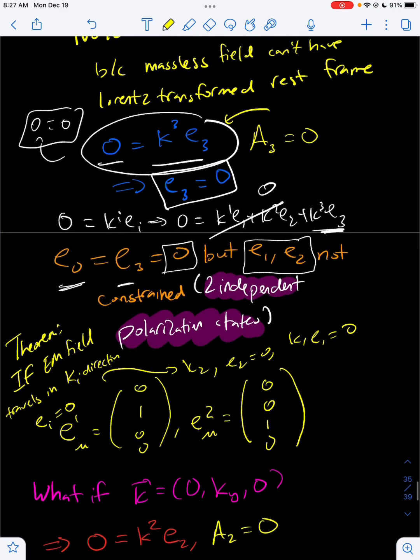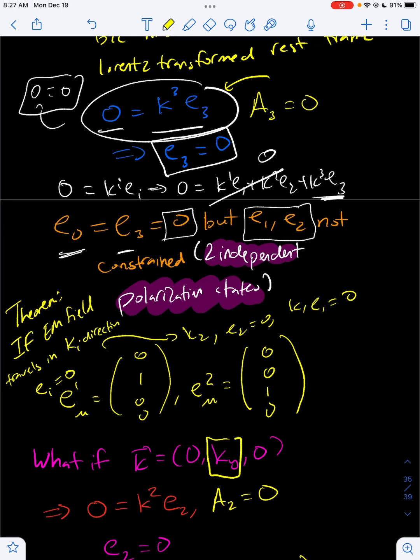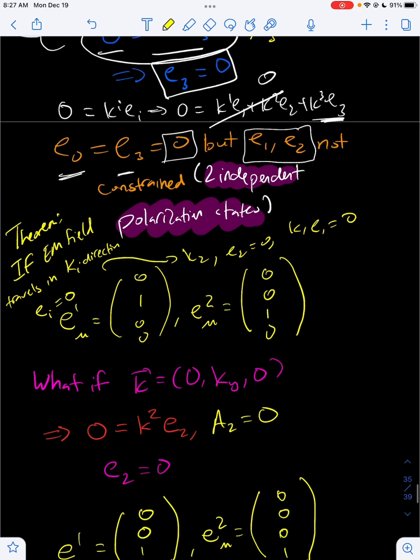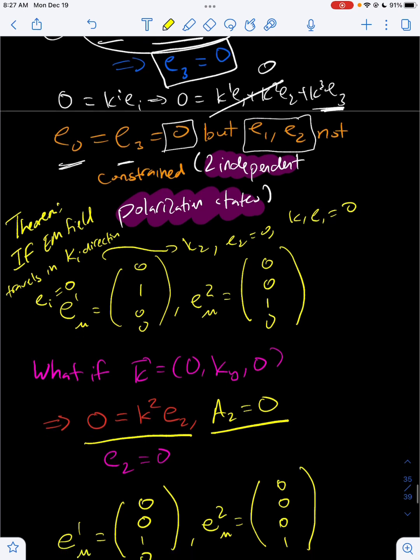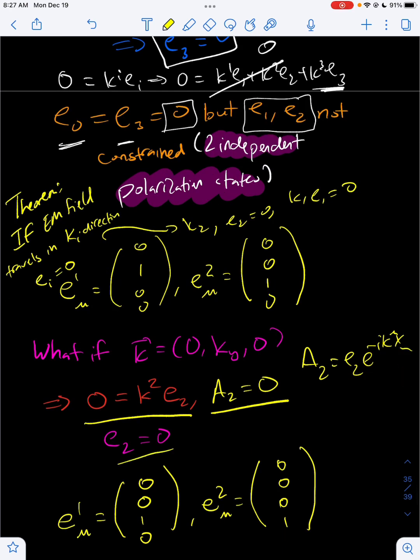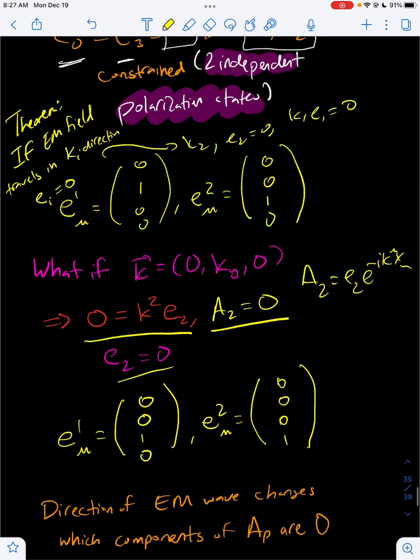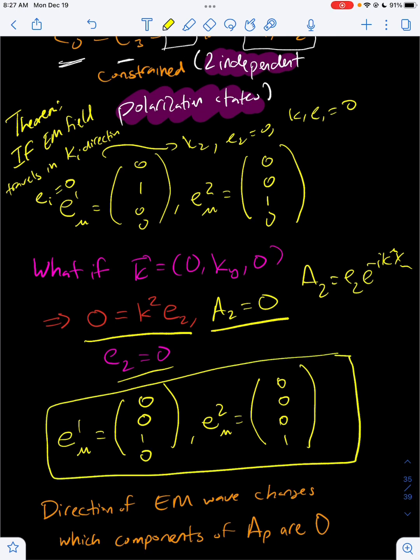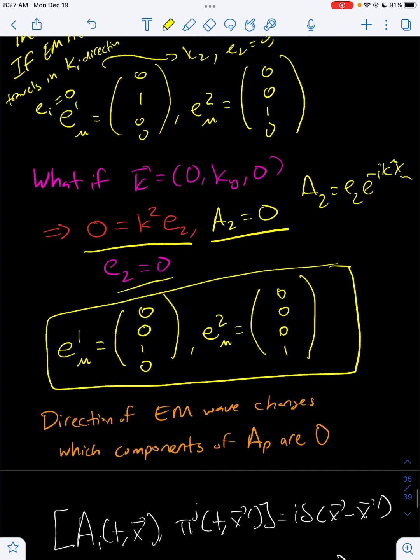So let's look at if the field travels in the y direction. We already know what the answer is going to be, but let's just check it to make sure. If you do that, we'd have that 0 equals K2E2, which implies that A2 is going to be equal to 0, because A2 is just E2 e to the minus i k mu x mu. So E2 is also going to be 0. So we can choose, again, these 2 new vectors for the case where E0 and E2 are 0.